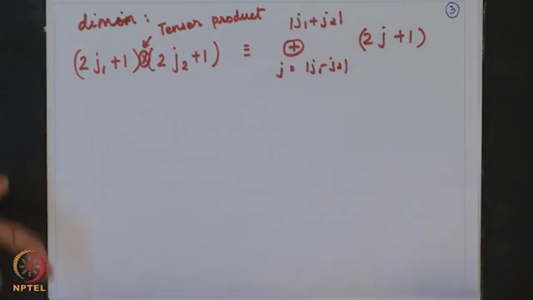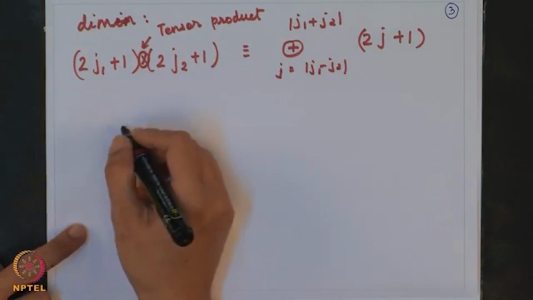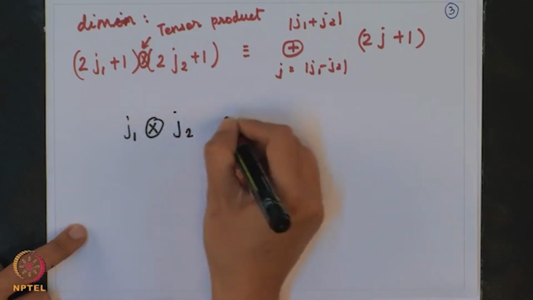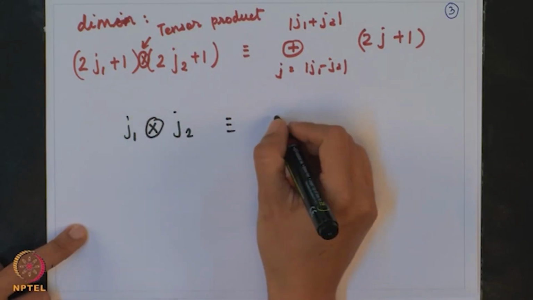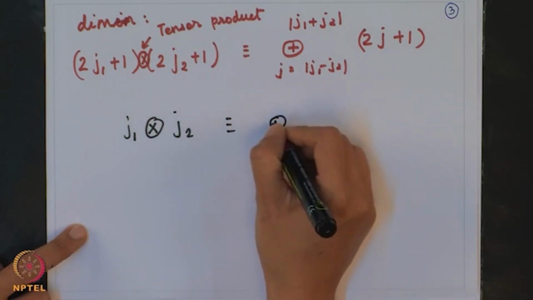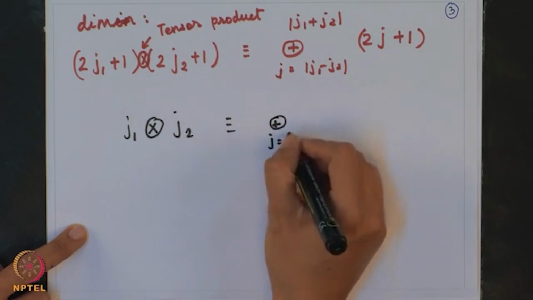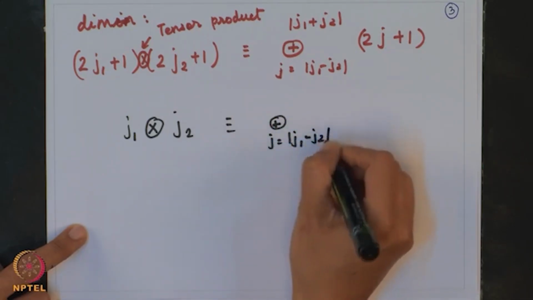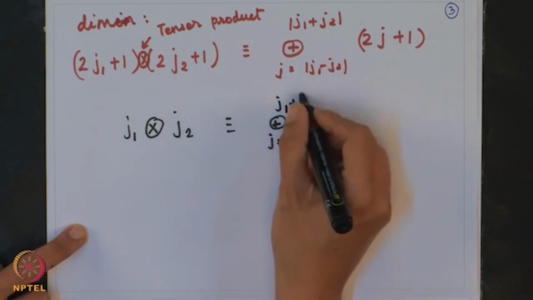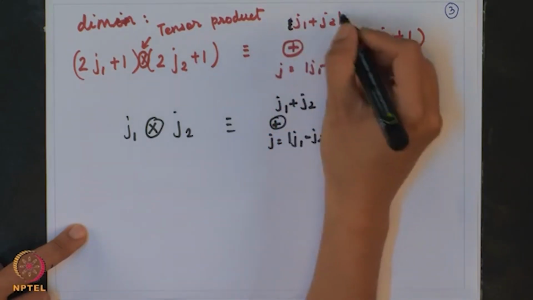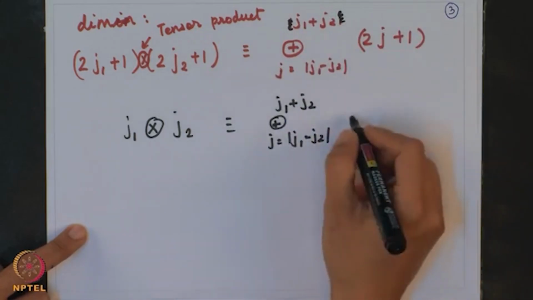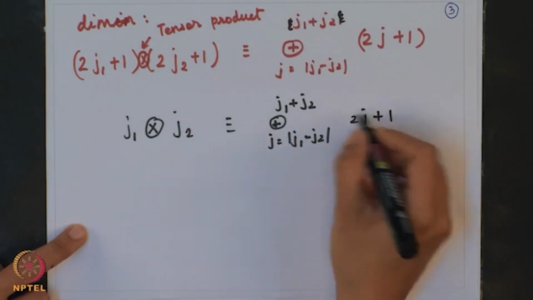So, I can rewrite this in the form: J1 tensor J2 is equivalent to the direct sum of J from J1 minus J2 to J1 plus J2. Sorry, the mod will not be there, because you do not need a mod when you are taking the sum, only when taking the difference. So, 2J plus 1.